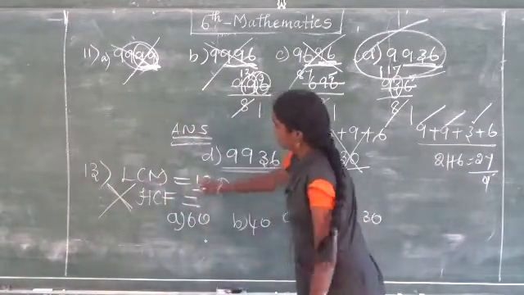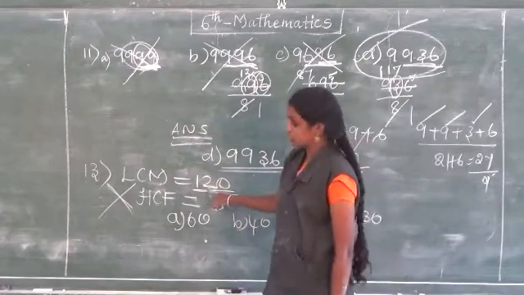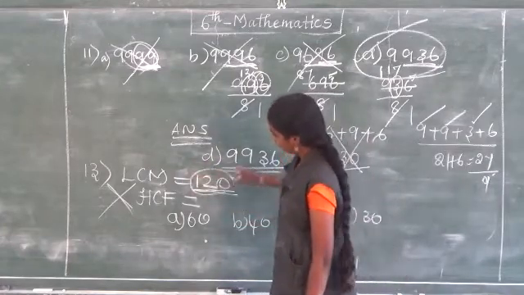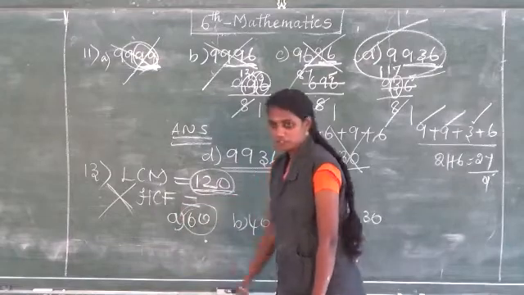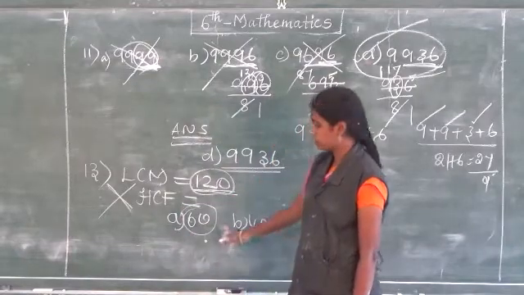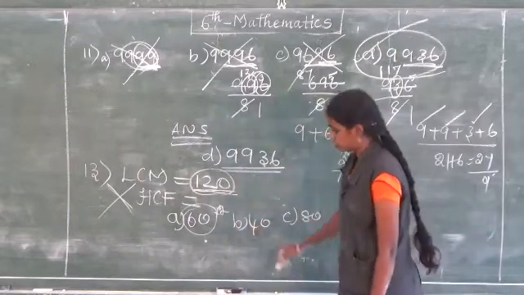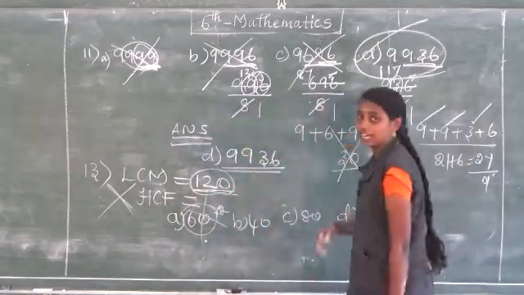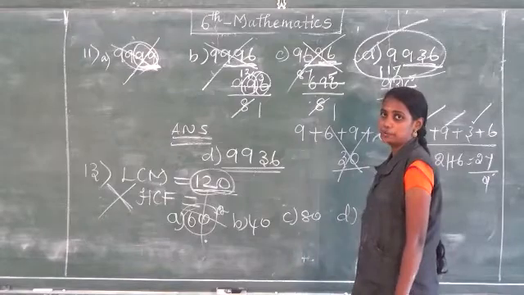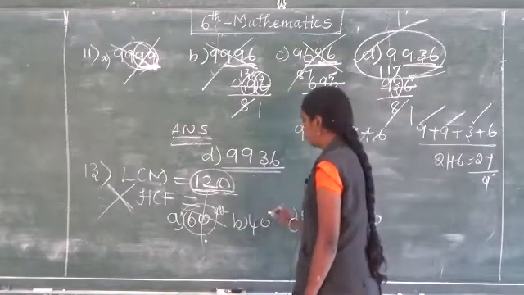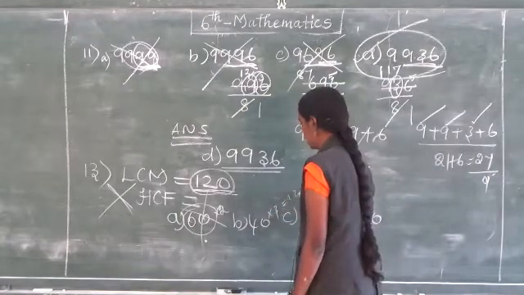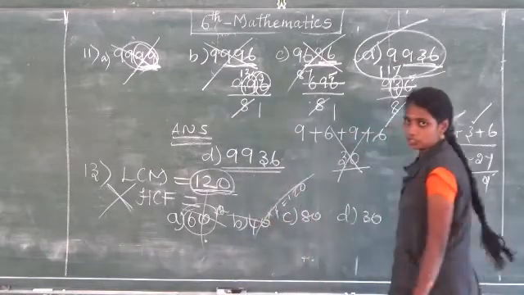So now the 120, the 60 will be a factor. Yes or no, 60 will be a factor because 60 into 2 is 120. So it is not an answer. Which cannot be a factor, they are asking. If we go for the 40, 40 into 3 is 120. So this also is not the answer.